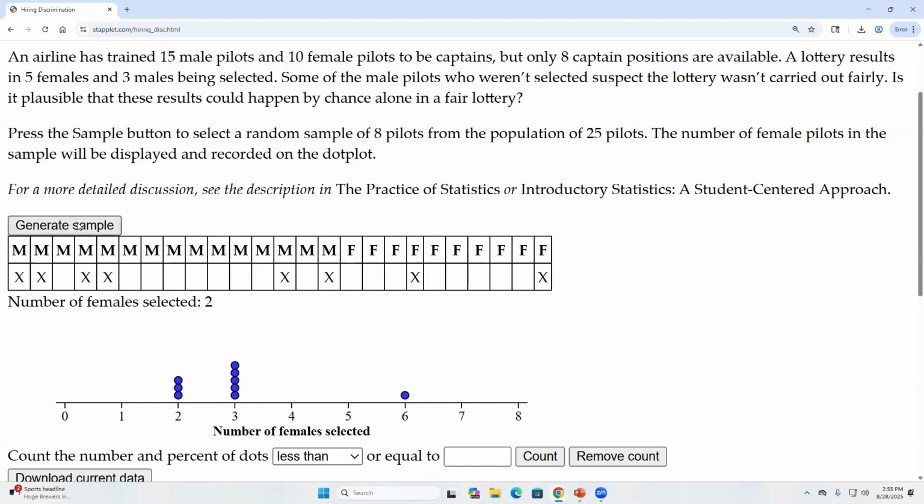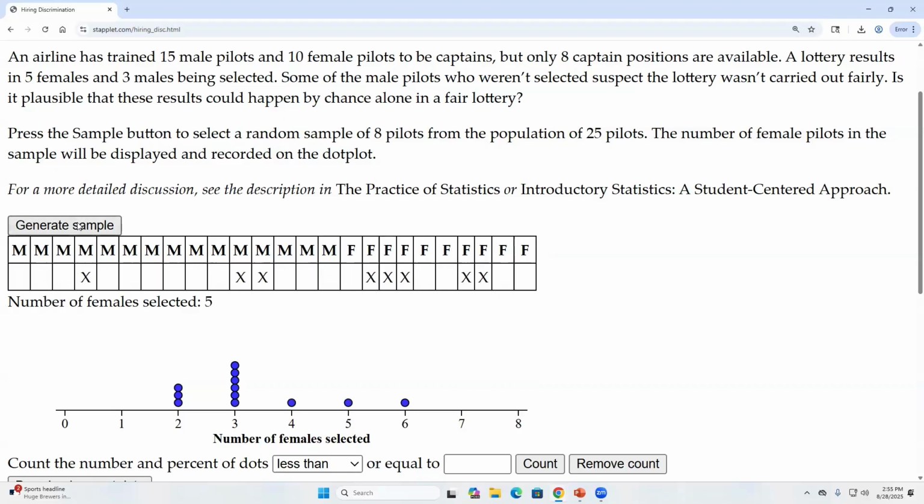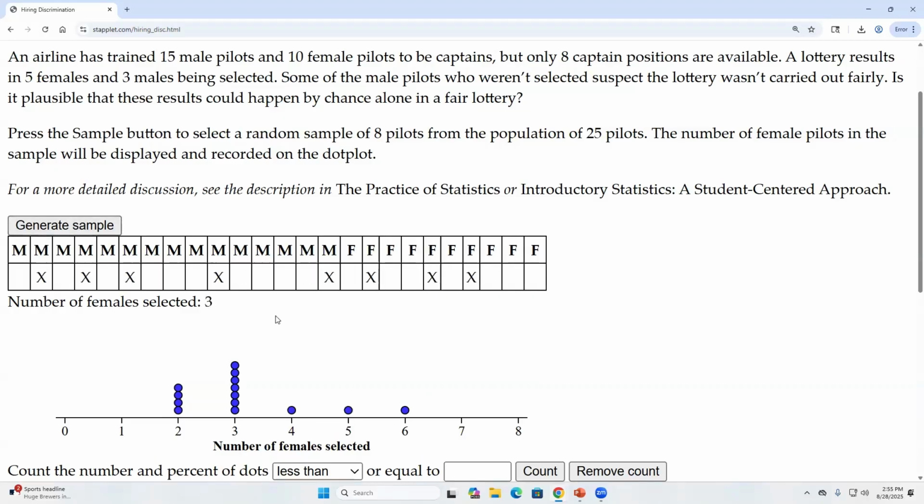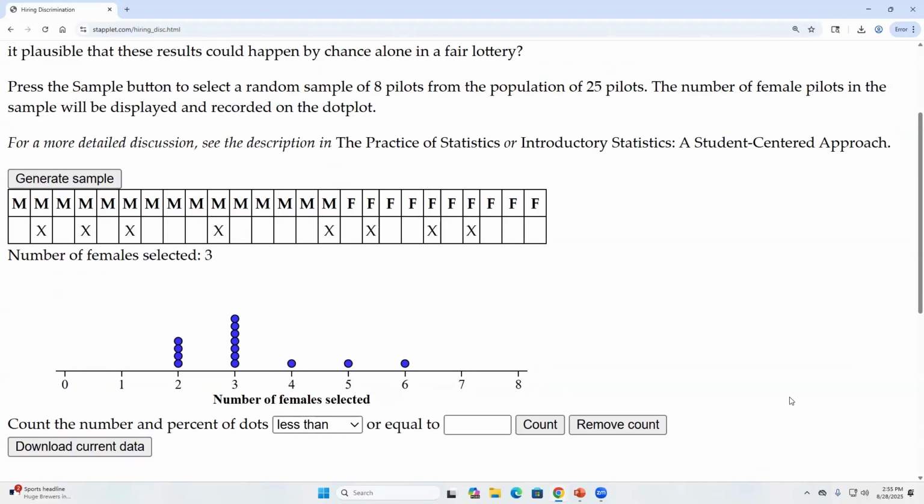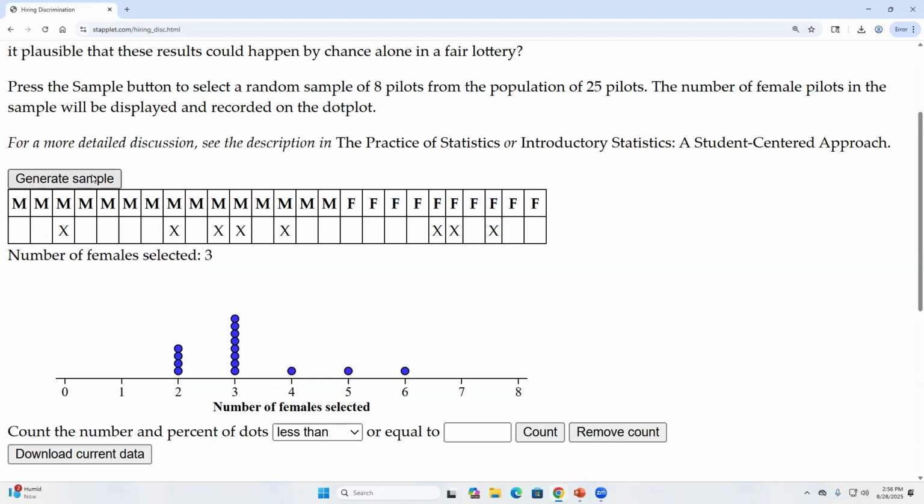And we can continue to generate samples, and it populates this distribution here. So here we have the number of females selected. Probably should have mentioned that before. These are the worlds where 0 females were chosen. These are the worlds where 1 female was chosen, 2 females, 3 females, all the way up to 8 females being chosen. And each time I generate a sample, it takes a look at another world and puts it into this histogram.